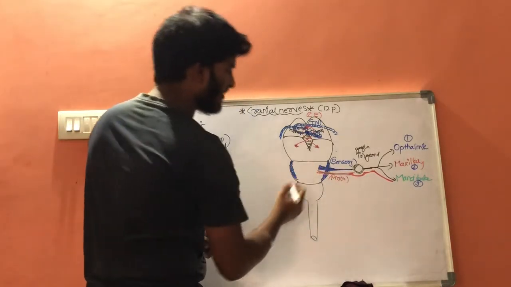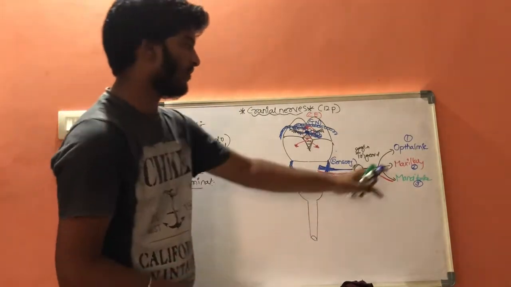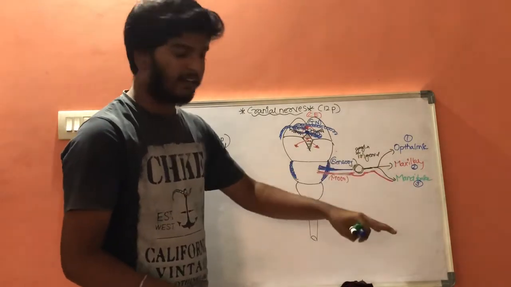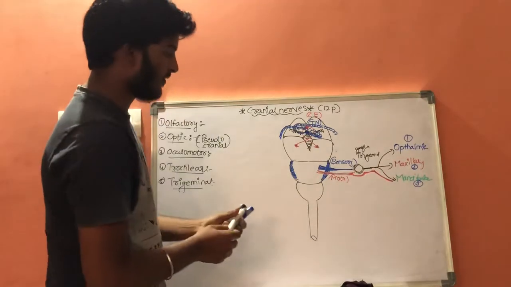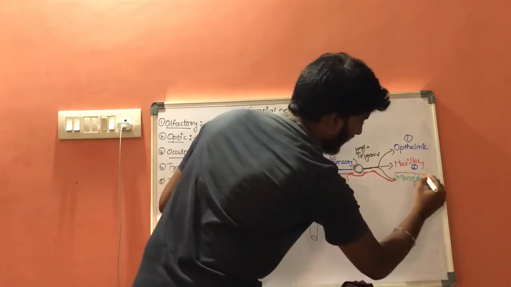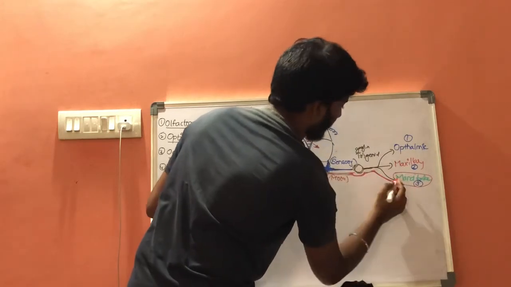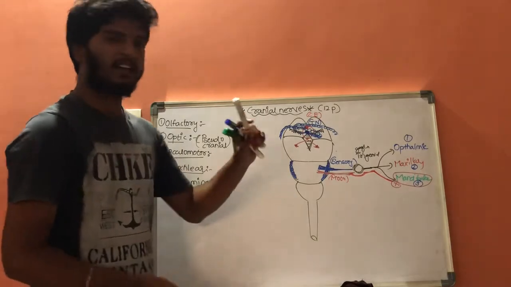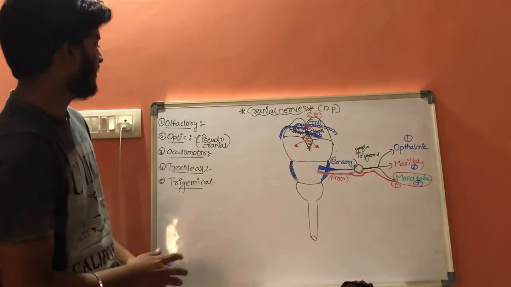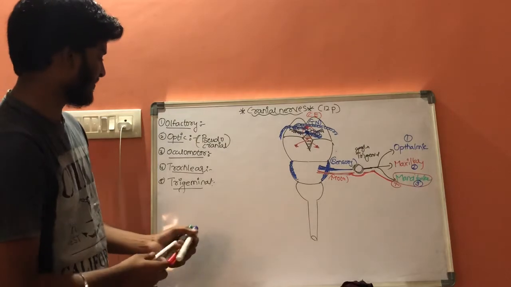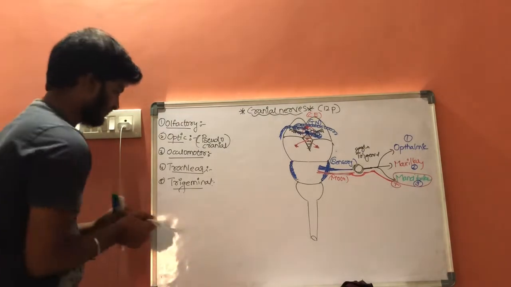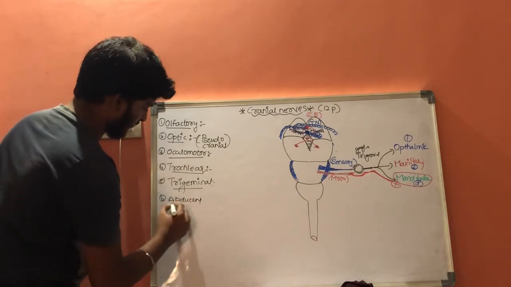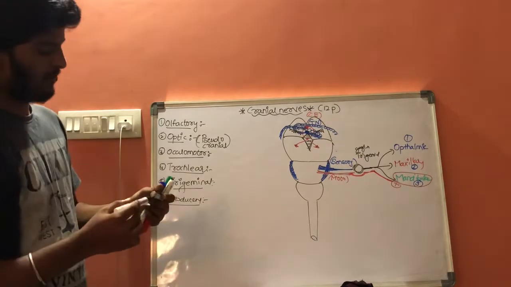These are sensory nerves and these are motor nerves. Sensory nerves are divided into ophthalmic, maxillary and mandibular, whereas motor nerves go parallel only with the mandibular division of the sensory. This is about the fifth type, the trigeminal nerve, and the sixth type is the abducens nerve.